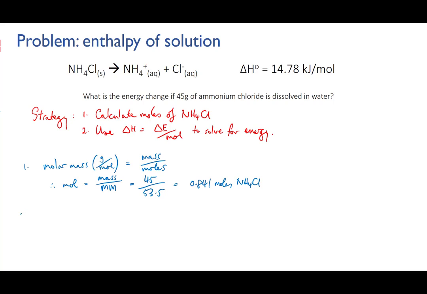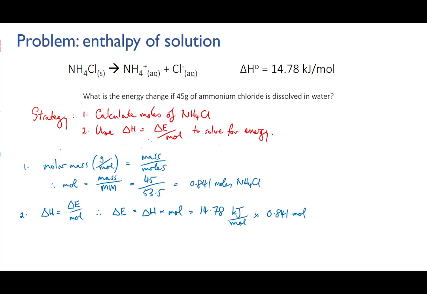Okay, now we know the moles of ammonium chloride, and we also have a value for the enthalpy of dissolution. So we can use the delta H equals delta E over moles relationship and rearrange it so that the change in energy, delta E, is the subject. And we find then that all we have to do is multiply the enthalpy, 14.78 kilojoules per mole, by the number of moles that we have present, which is a little under 1 mole, 0.841.